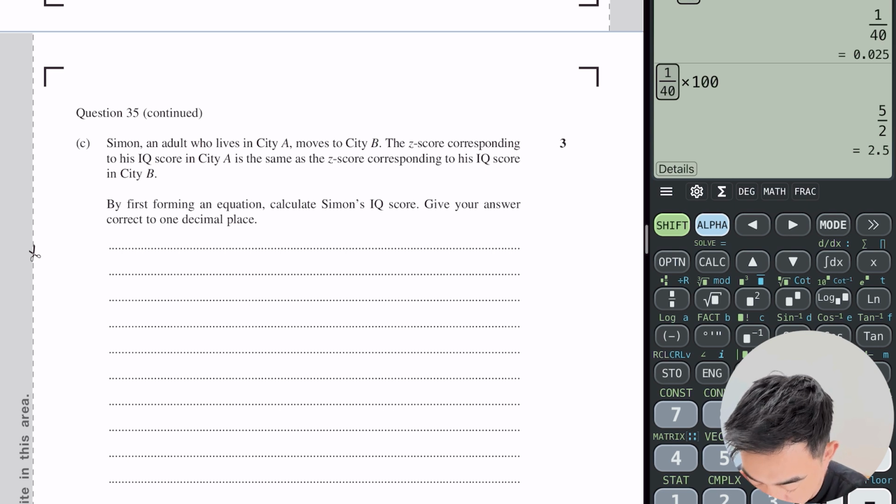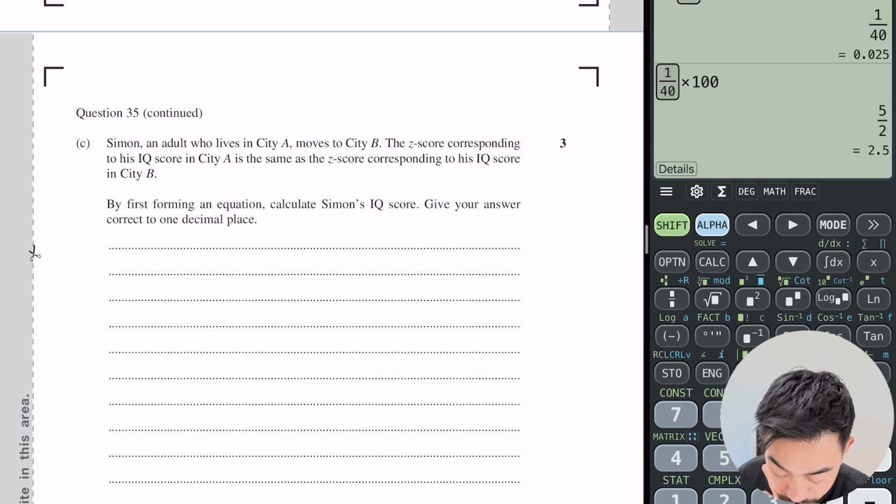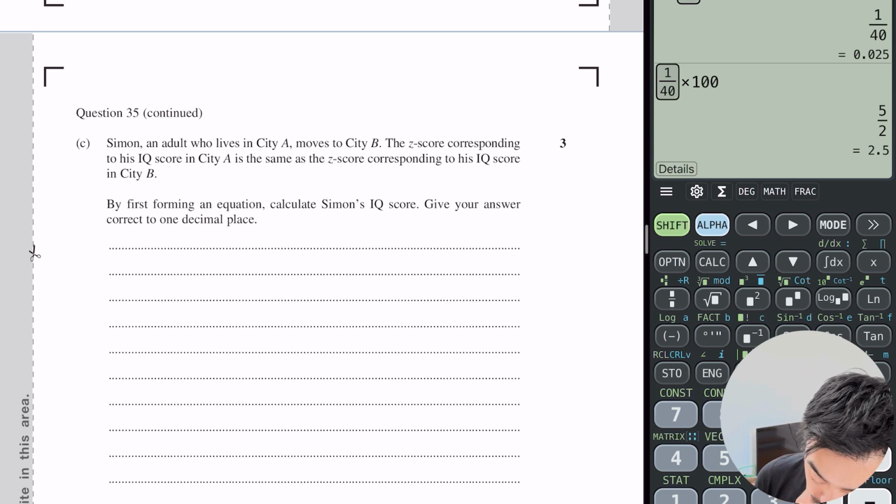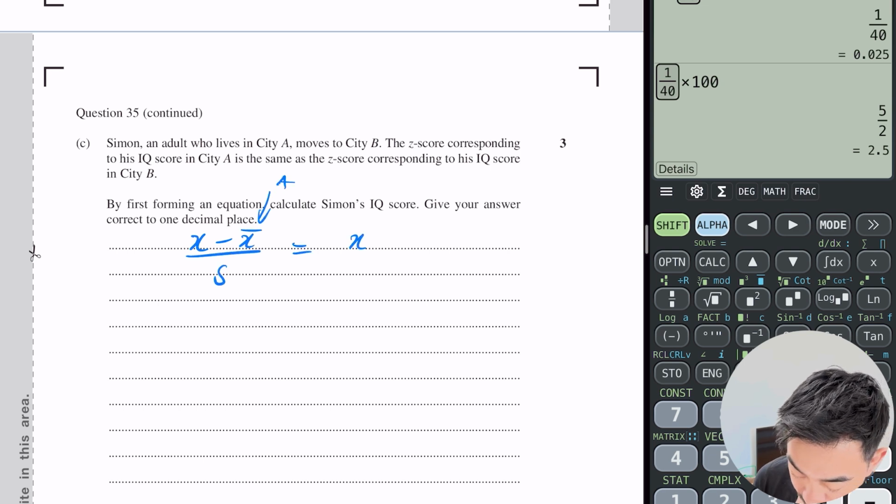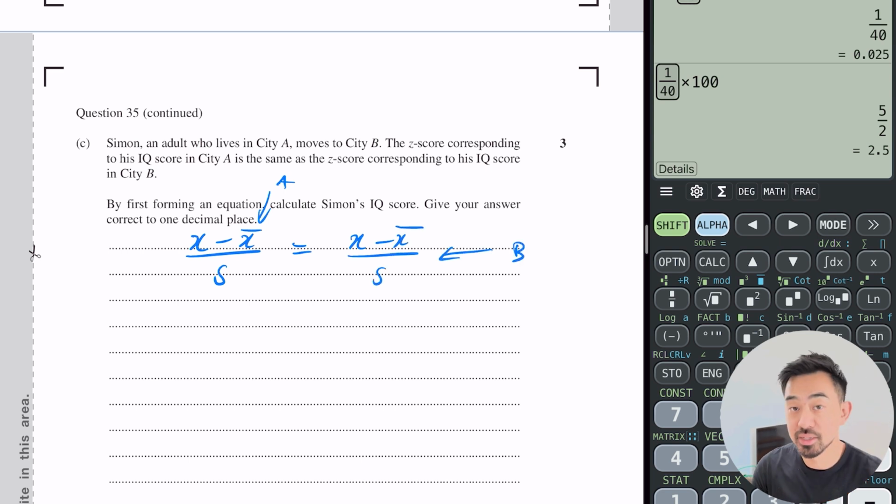Okay, looks tough. So he lives in City A, he moves to City B. The z-score to his IQ score in City A is the same as the one in City B. So x minus x bar over standard deviation, let's call this City A, is equal to the same here in City B. So this is City B. Now let me just fill these numbers in and see what happens.